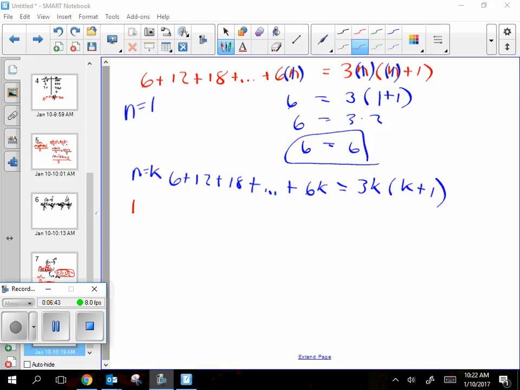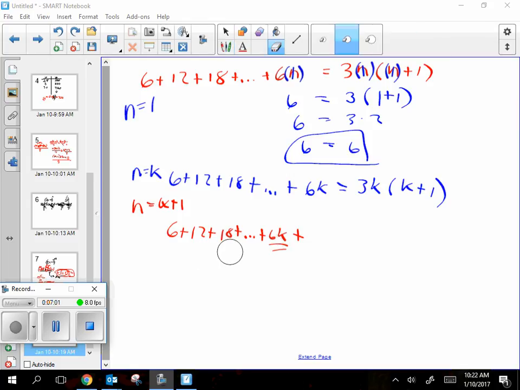n equals k plus 1. Then this same exact statement applies. 6 plus 12 plus 18 plus dot dot dot plus 6k plus another term, k plus 1. Notice I don't remove this term. Just like when you get an 18, you don't remove the 12. The 12 is there also. So I'm going to take 6k plus the next term, 6 times k plus 1. It's like I have this, except I'm putting a k plus 1 in it. All right, so there we go.